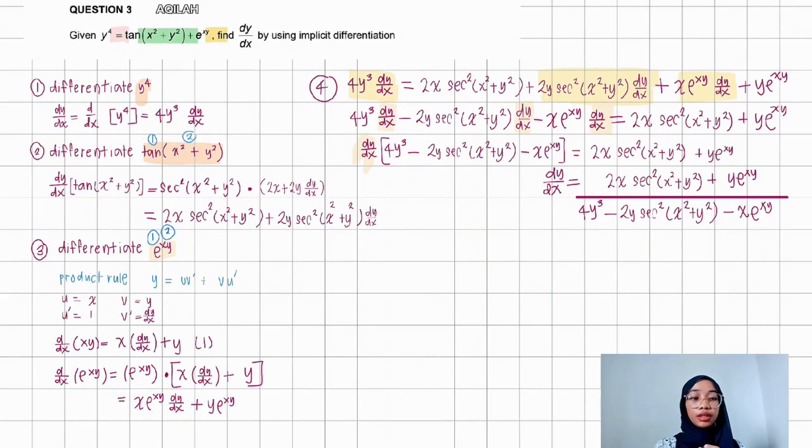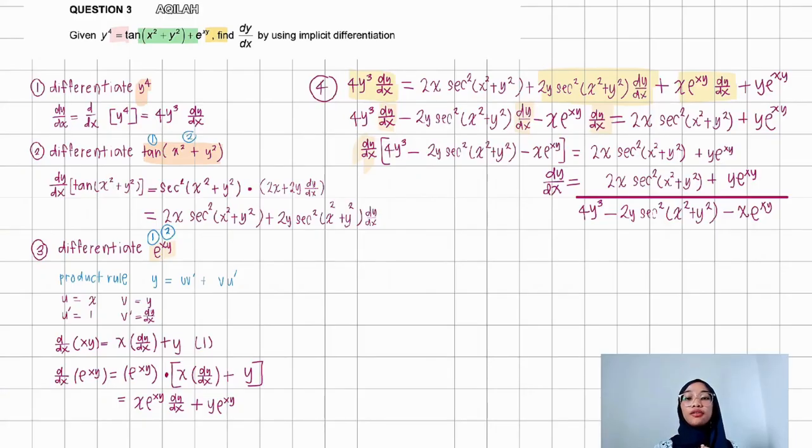For step 1, I will differentiate y to the power of 4. I'm bringing 4 to the front and the exponent will be minus 1. I put dy over dx because it contains a term in y. For the second step, I differentiate tangent of x squared plus y squared. I apply the chain rule twice.